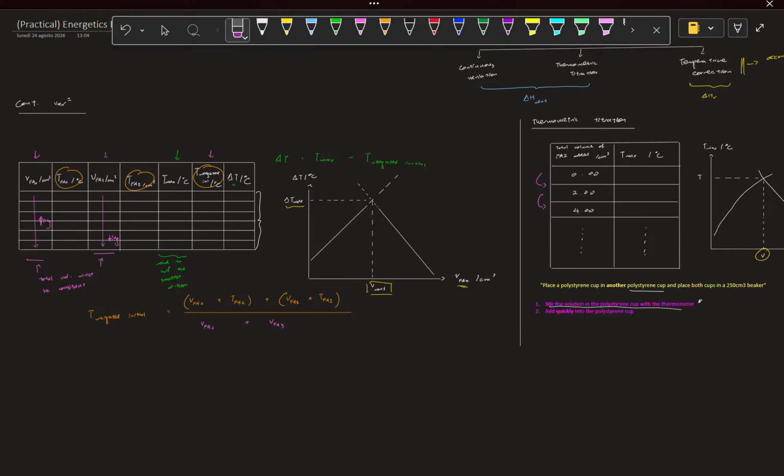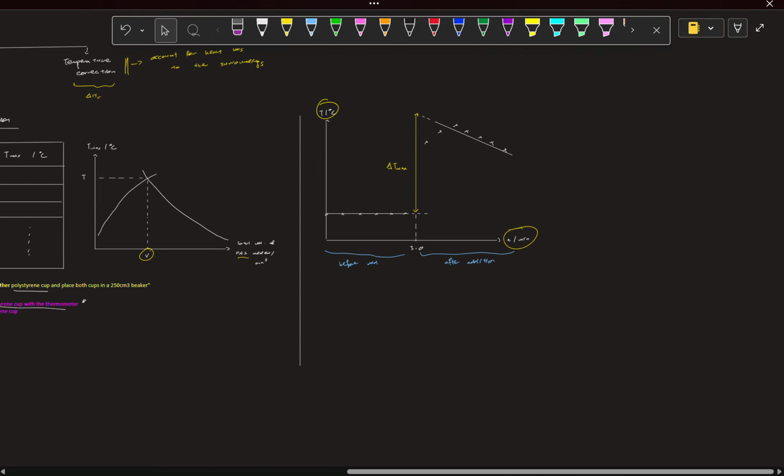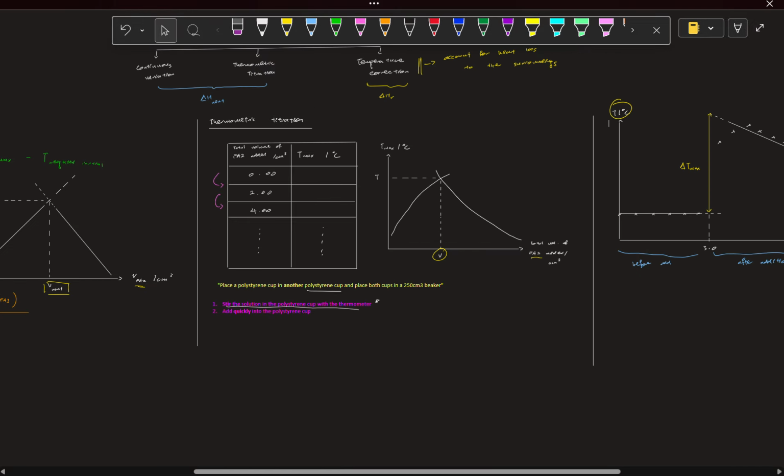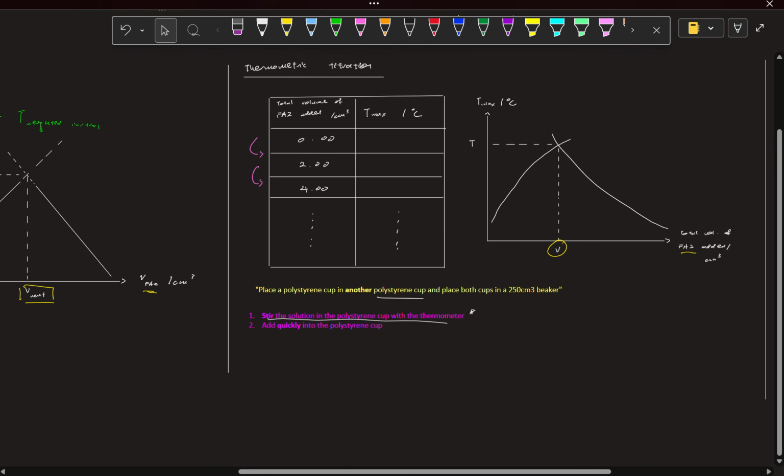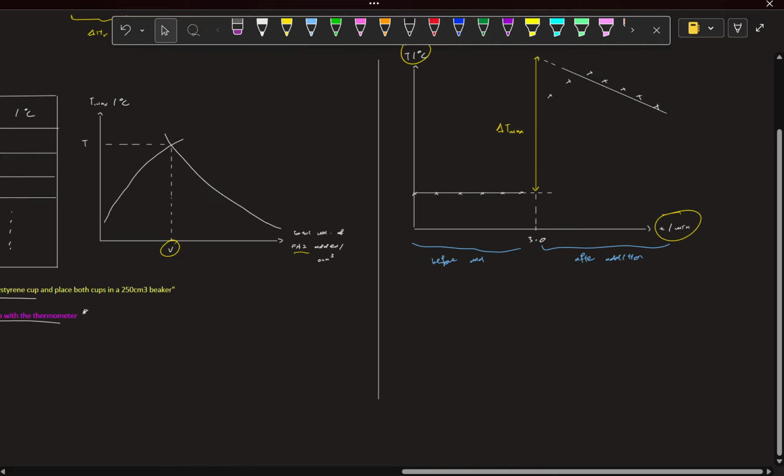Anyway, this is where I'm going to start to nag about the similarities. Continuous variation and temperature correction need extrapolation. Thermometric titration doesn't need extrapolation. These two are enthalpy change of neutralization. You plot on the axis the volume of whatever it is that you're adding.